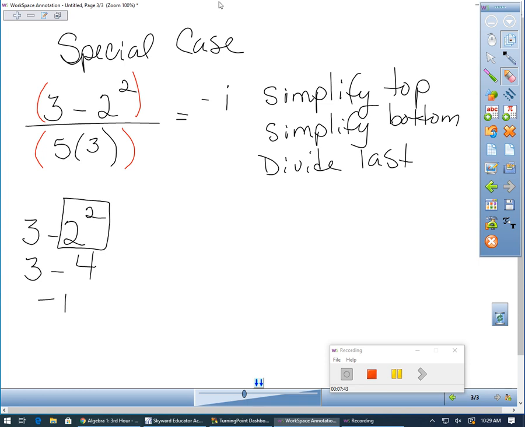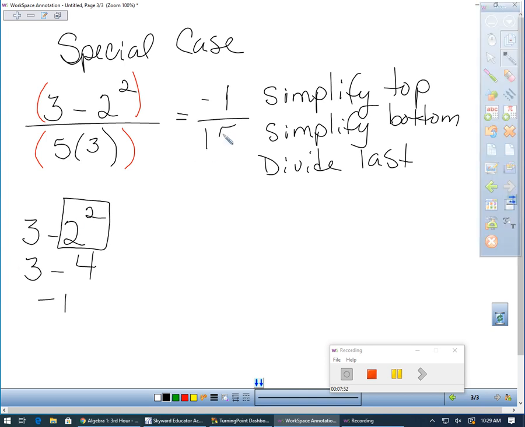There we go. All right, now we're going to simplify the bottom, or the denominator. 5 times 3 is what? 15. Now it says divide last. Well, in this case, what happens if I try and divide these? Yeah, we're going to get an ugly decimal. So we can actually just leave this, okay? If you can divide it so it comes out as a whole number, awesome sauce. If not, leave it as your fraction, just in those terms.